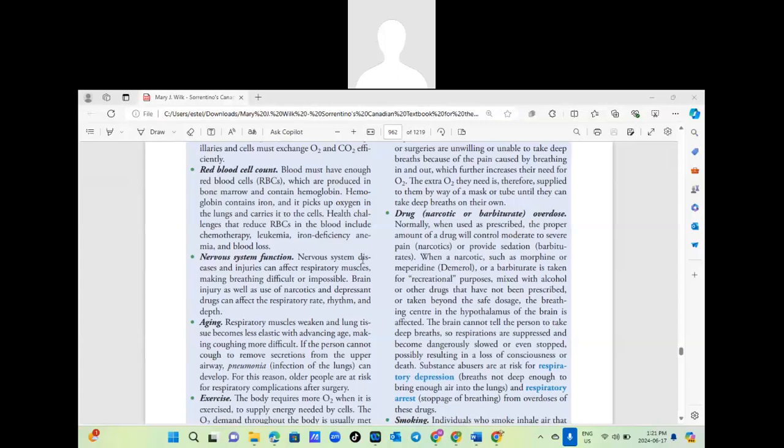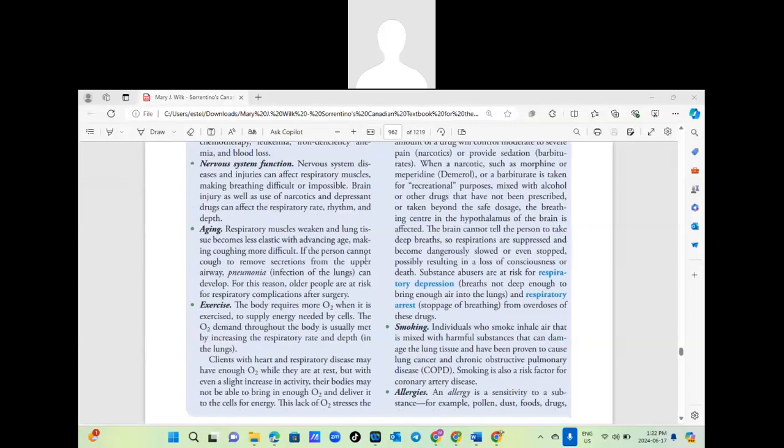Next is aging. Respiratory muscles weaken and lung tissue becomes less elastic with advancing age, making coughing more difficult. So if the person cannot cough to remove secretions from the upper airways, pneumonia, an infection of the lungs, can develop. For this reason, older people are at risk for respiratory complications after surgery. That's why after surgery, we really do encourage coughing, right?